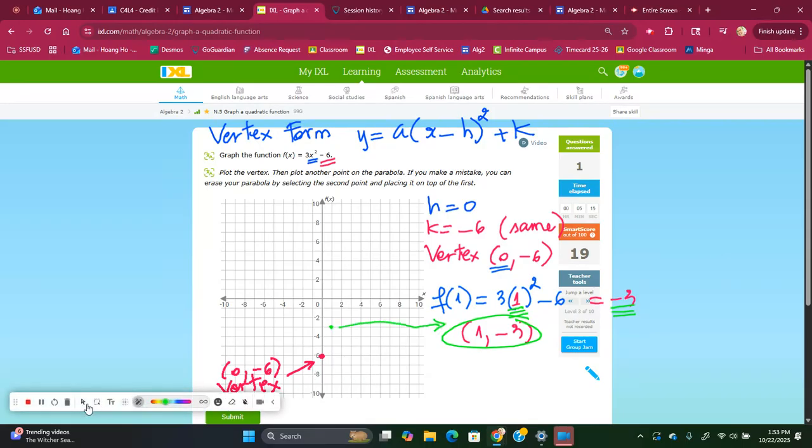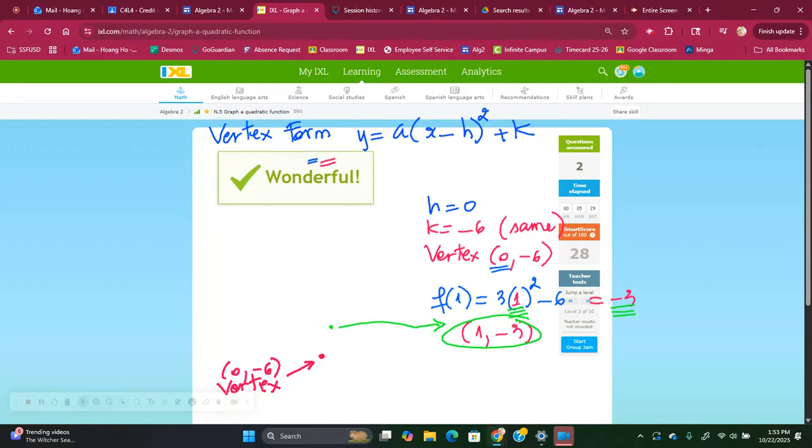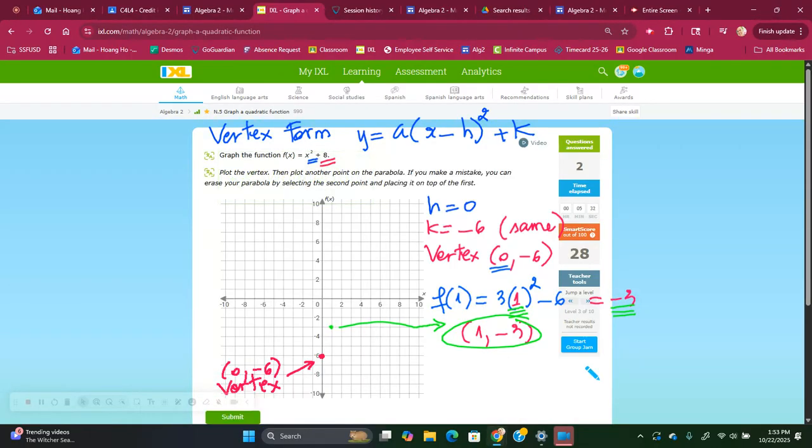Now I go and get my tool. The first thing, I should locate the vertex, and then the next point. So (0, -6) is the vertex. The next point is (1, -3). Okay, I submit. Voila.